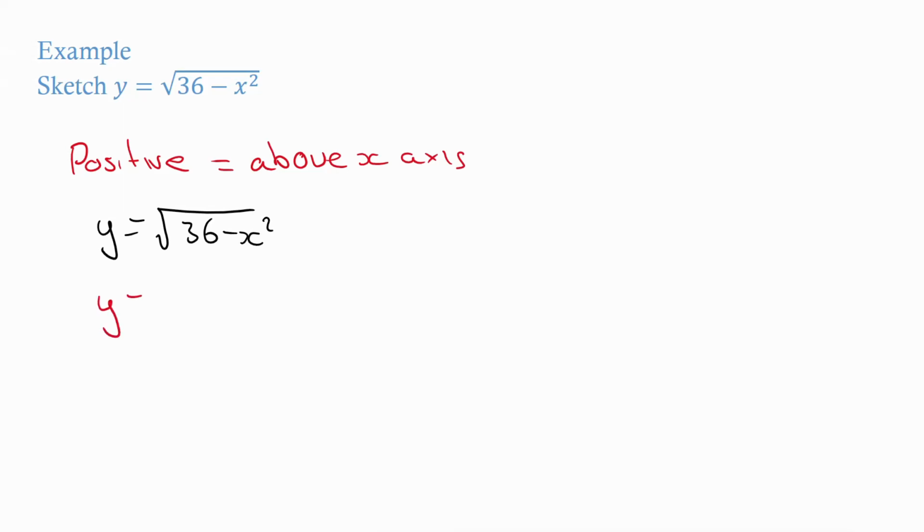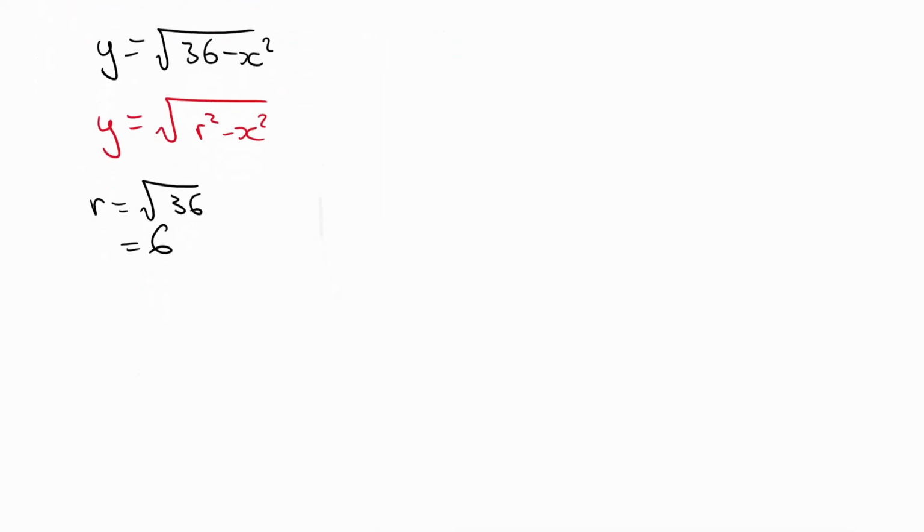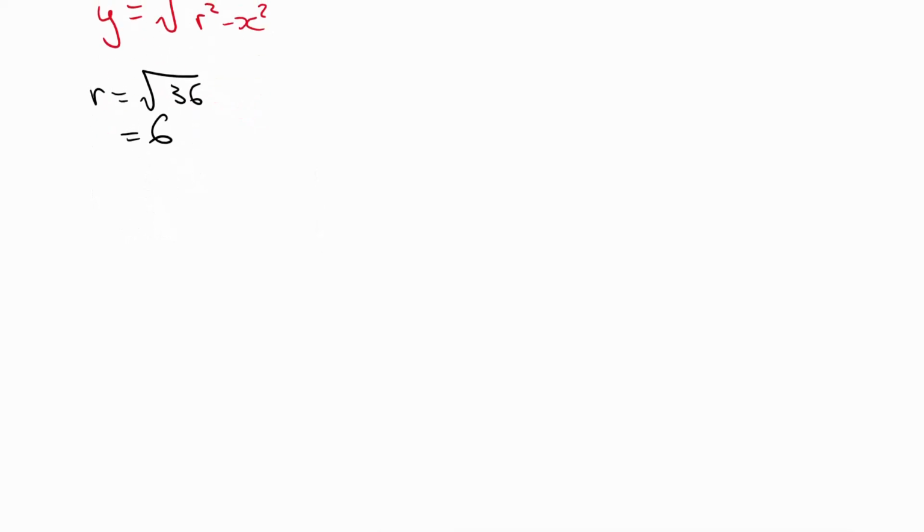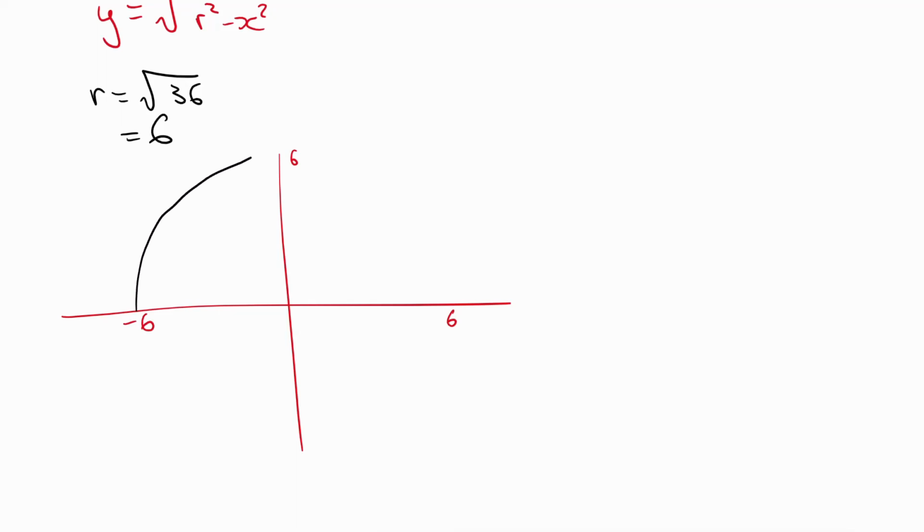And that looks very familiar to what our formula was. So I know my radius is going to be the square root of 36, so 6. If I needed to sketch this, let's draw my grid. I'll have -6 over here, 6 there, and I know it's above the x-axis, so it'll look something like that. A really rough sketch, but that's how you do it. Determine if it's positive or negative, find what the radius is, sketch out your values.